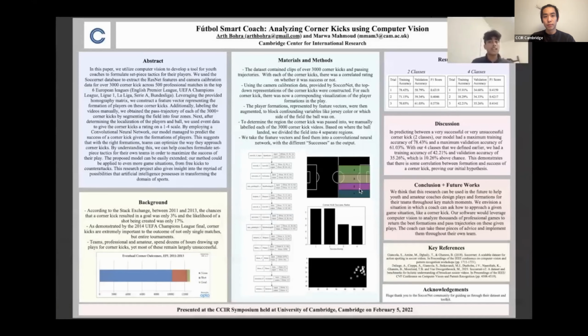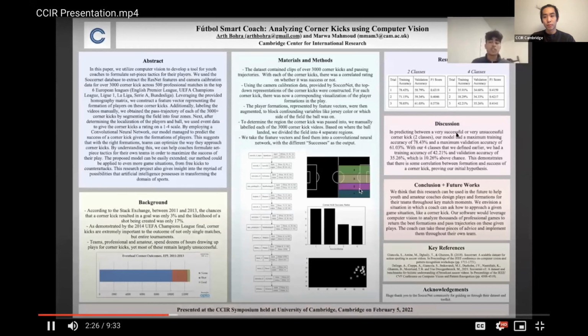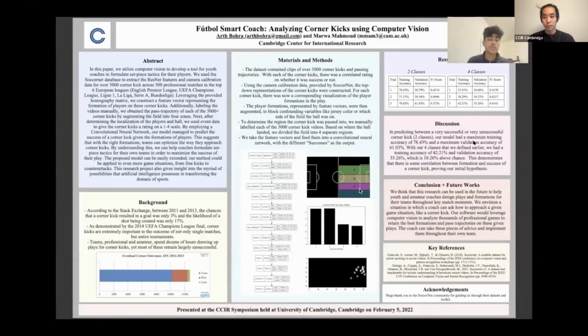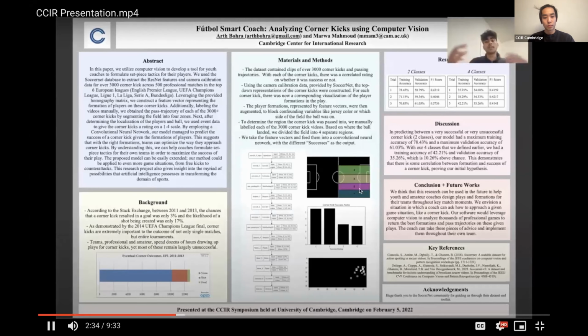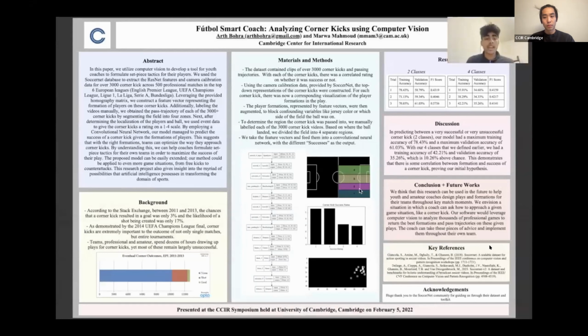Another thing is, in 2014, a corner kick actually decided the UEFA Champions League final, which shows how important corner kicks are not only to the outcome of single matches, but entire tournaments as well. And as I said before, teams both professional and amateur spend dozens of hours drawing up plays for corner kicks, yet most of them remain largely unsuccessful.